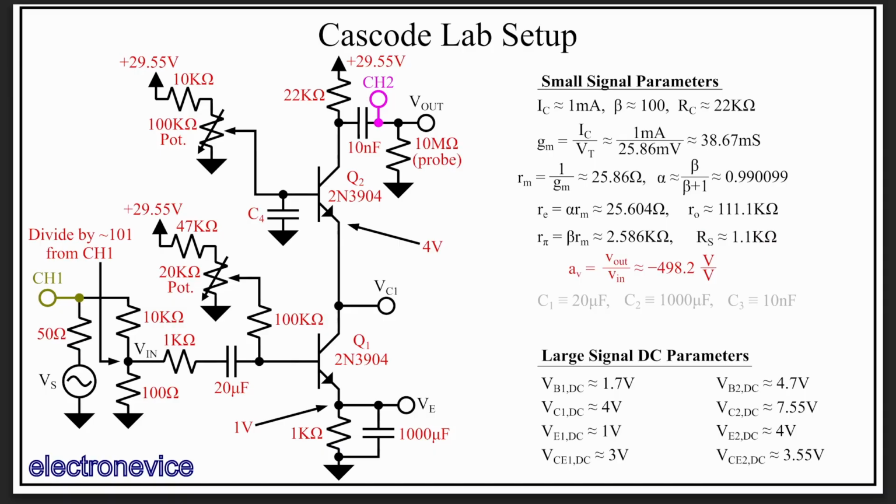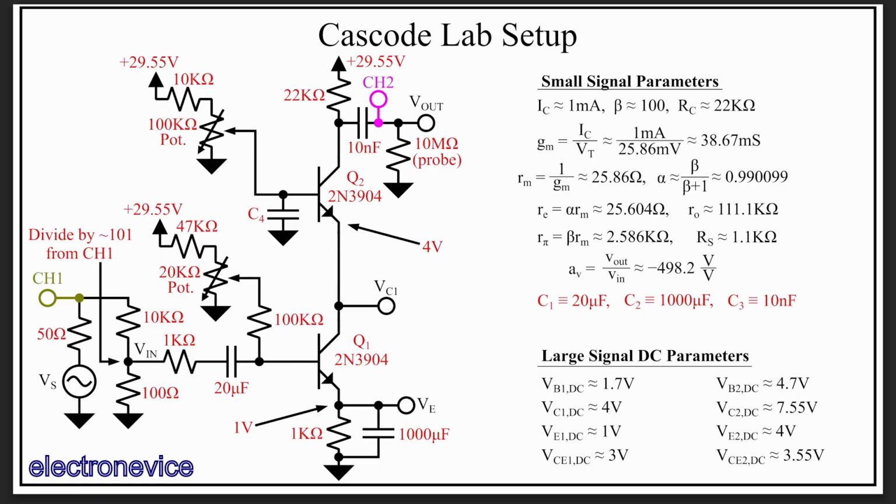Looking at the three capacitors, it's trivial to see that for C1 and C2, which are the 20 microfarad and 1000 microfarad respectively, the situation has essentially not changed, so they remain the same. For C3, that scope probe impedance is still the only impedance that matters, so it hasn't changed either. So all three capacitors are the same as well.